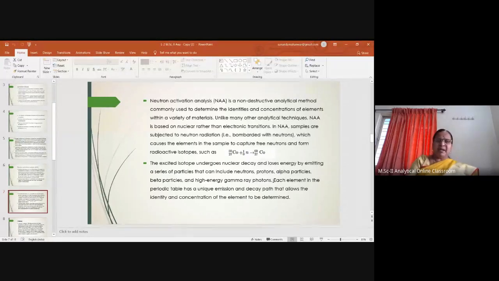Each element in the periodic table has a unique emission and decay path that allows the identity and concentration of the element to be determined. The emission of each element, which particles it emits, is its characteristic unique emission. By observing the emission of each element we can identify the element present in the sample. Also, by measuring the activity of the radiations emitted, we can determine the concentration of the element in the given sample.